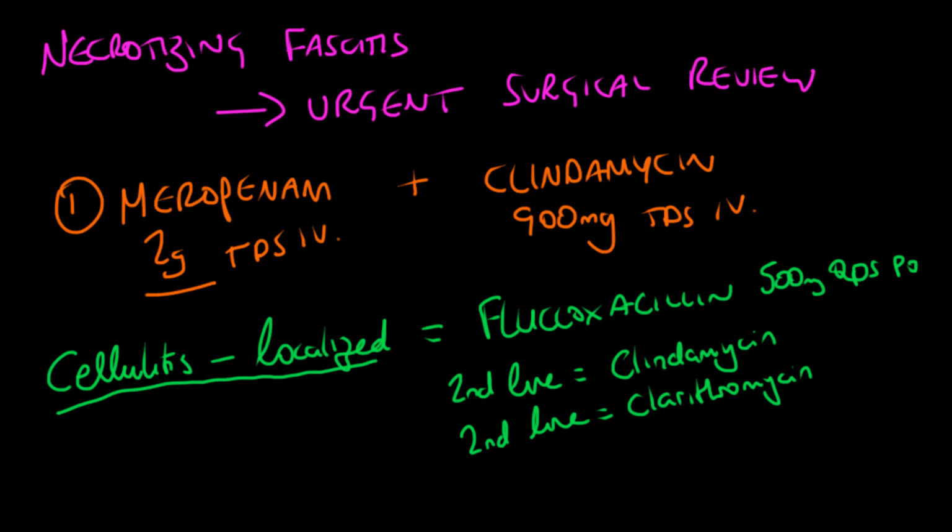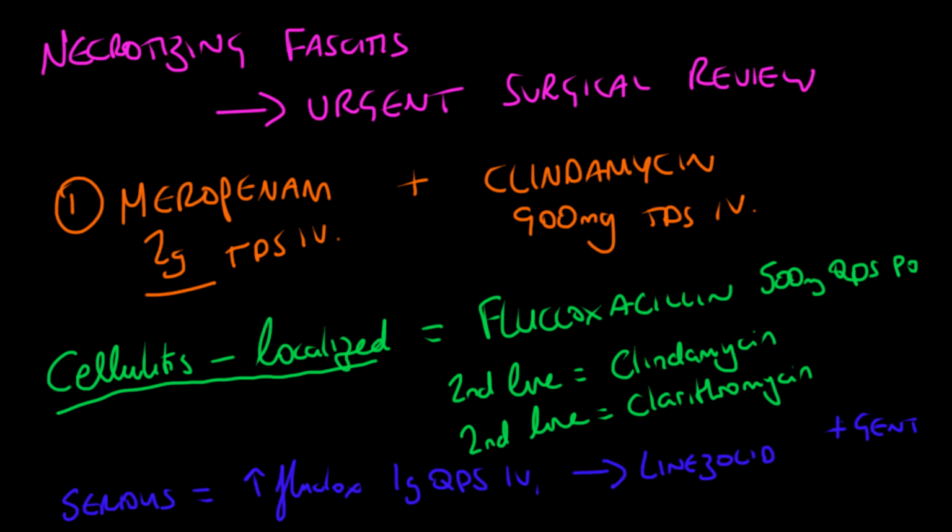Fluclox is the best, but if you thought you had a moving infection where it was getting worse and worse, a spreading systemic infection with significant cellulitis, you would give an increased dose of flucloxacillin, 1 gram QDS IV, so that's different to the 500 QDS PO. If they're penicillin allergic, you might want to consider the usual clindamycin or clarithromycin, IV or PO. Clarithromycin can be given orally as well.